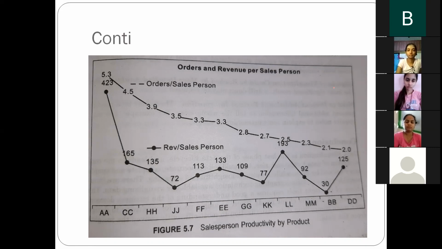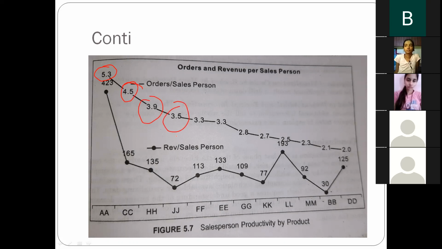See here, this is going to show the sales orders of a particular person, this particular AA person, how much he is going to take orders and how much he can sell. This is for the ECC, this is for the HH, this is for the next JJ. These are the persons. They are going to give this much data for the particular orders. From this person, they are going to earn the revenue like this. This is the revenue of the person AA. This is the revenue of the person CC. Revenue of the person HH. This is the revenue graph.